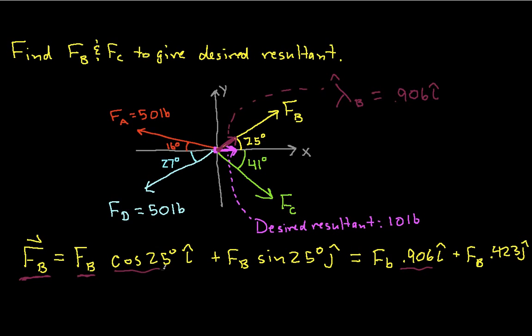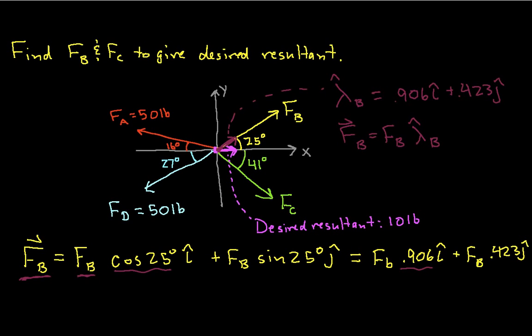It's also cosine of 25 plus 0.423 j hat. So another way of writing the vector FB is as the magnitude times lambda hat B. Okay, so again, that's a useful concept. Unit vectors are very handy in 3 dimensions, where looking at things geometrically becomes more difficult.